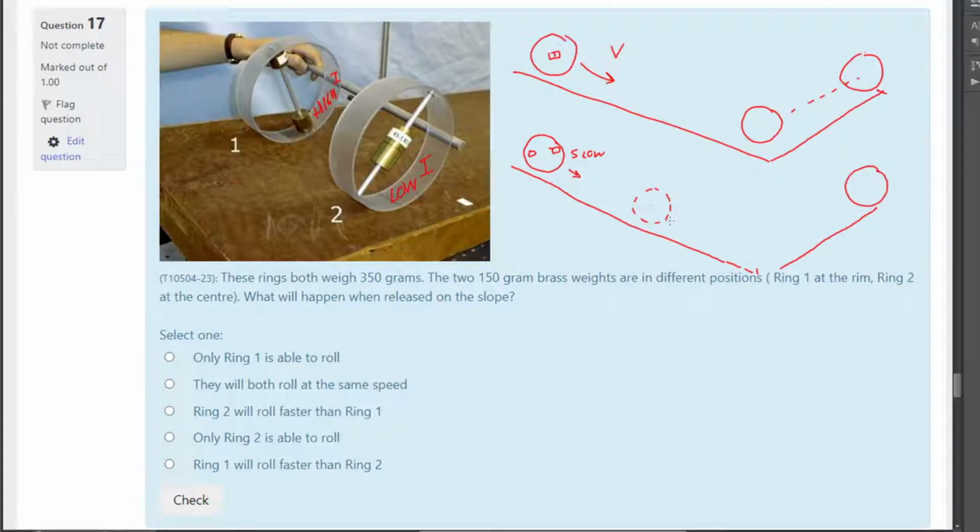Even though it's going slower, by the time it's got to the bottom, it's got more rotational inertia. It has a slower linear velocity, but the mass moment of inertia is high. So this one has more rotational inertia, and this one has more linear inertia. But the sum of the inertias, the linear plus the rotational, is the same. It's constant, because that is equal to gravity times the height. There you go.